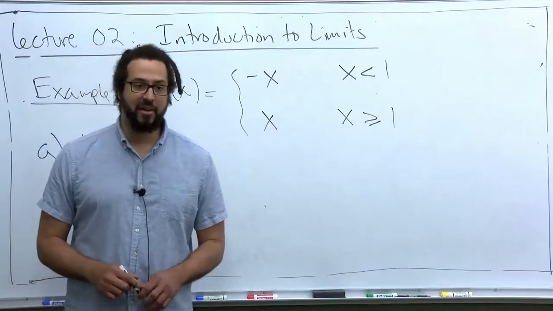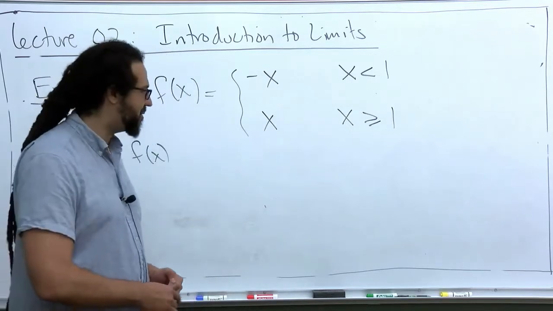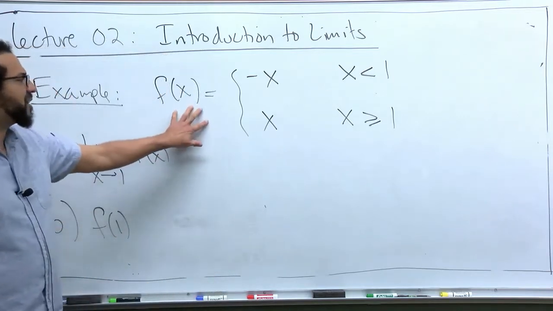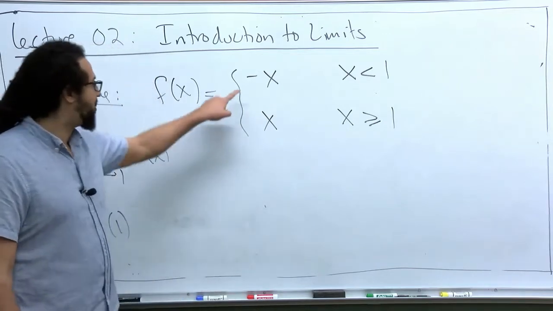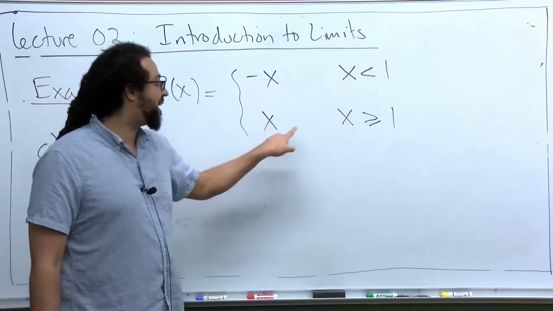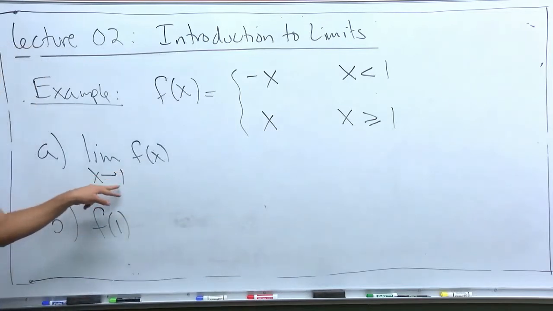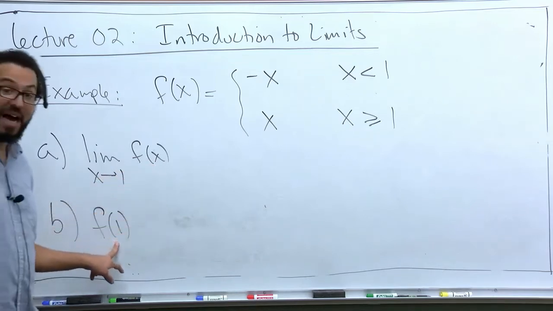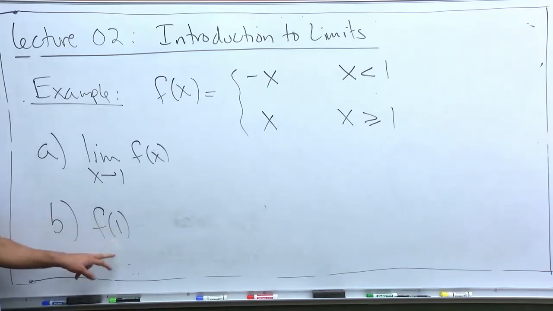Okay, here's our last introductory example using the graphical method, just to get our intuition built up for what limit means. So here's another funny looking piecewise defined function. Again, it'll be helpful to draw a picture. So this is negative x whenever x is less than 1, and positive x whenever x is greater than or equal to 1. And again, we want to find the limit as x approaches 1 of the function f, and then we want to find the value of the function at x equals 1. That is, we want to find f of 1.